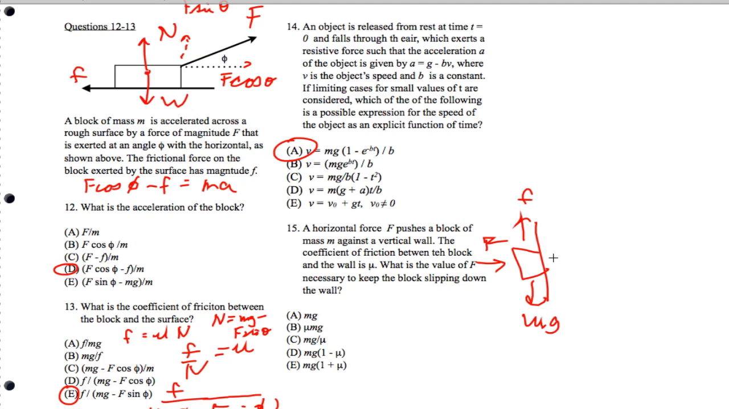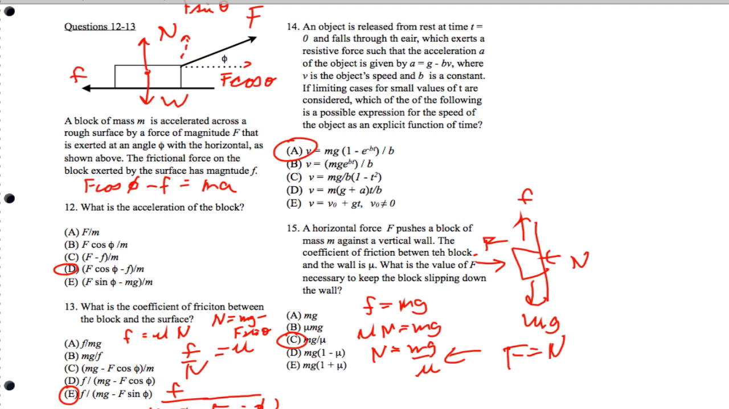So let's solve from the end. We got normal going this way. So what we're saying is that friction equals mg, and the minimum friction is mu n equals mg, so n equals mg over mu to make this thing balance. So that's choice C, because then the normal equals the force, and we just got that that's n. Awesome.